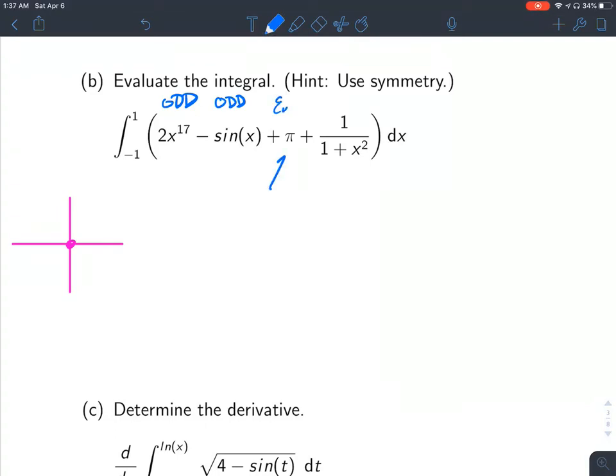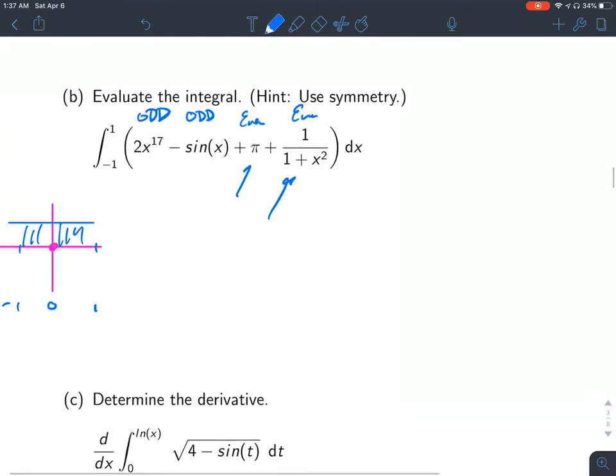Pi is an even function because that's just a horizontal line. So what that means is we can just find the area from 0 to 1 and then double it because it's going to be the same from -1 to 0. I don't know why we would want to do that, but it says use symmetry, so we're going to. This little fella is also an even function, and I'm not sure if you have to show why you know it's even, and if you don't know why it's even, let me know and I'll try to answer you.